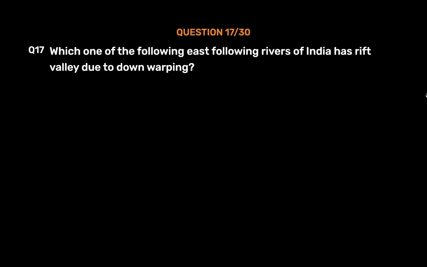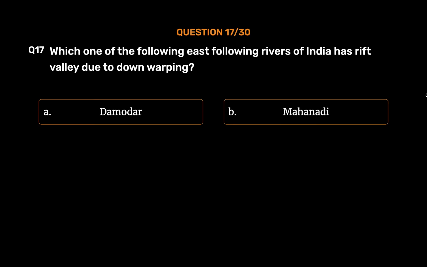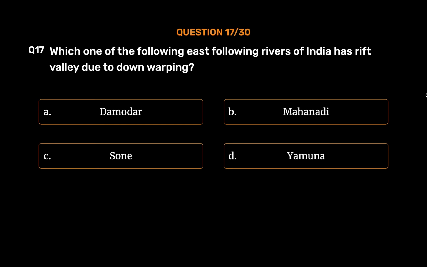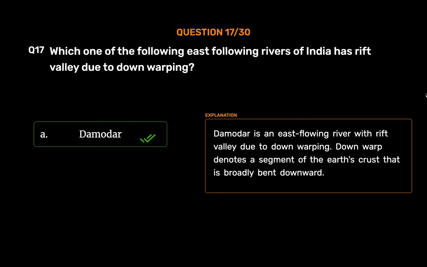Question number 17. Which one of the following east-flowing rivers of India has a rift valley due to downwarping? Option A. Damodar. Option B. Mahanadi. Option C. Sone. Option D. Yamuna. The correct answer is Option A. Damodar. Damodar is an east-flowing river with a rift valley due to downwarping. Downwarp denotes a segment of the Earth's crust that is broadly bent downward.